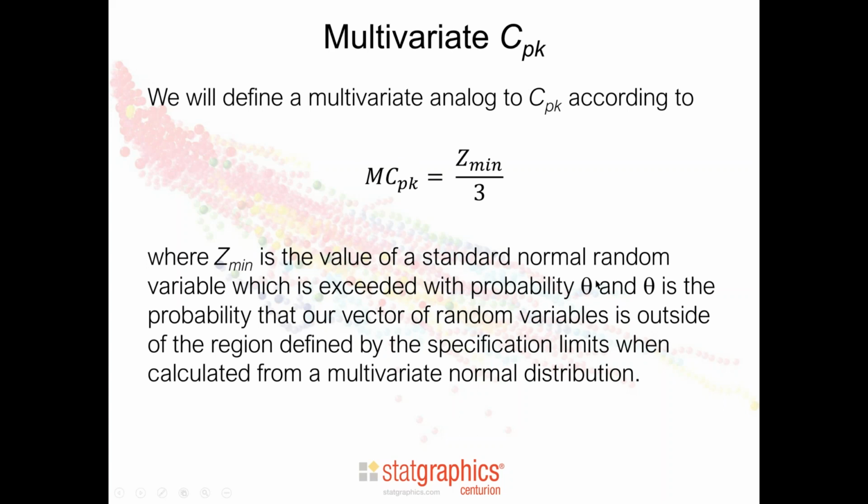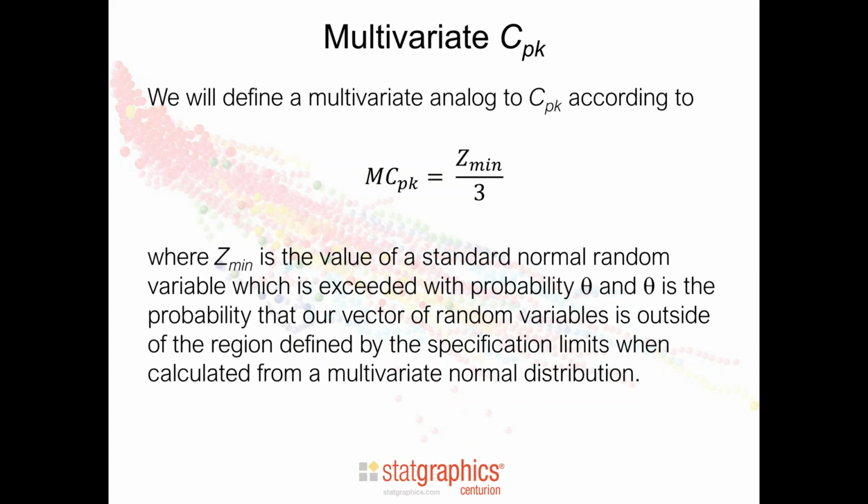I'm going to call the capability index MCPK. I'm going to set it equal to Z-min divided by 3. But in this case, Z-min is going to be the value of a standard normal distribution which is exceeded with probability theta, and theta is the probability that a vector of random variables is outside the region defined by the specification limits.